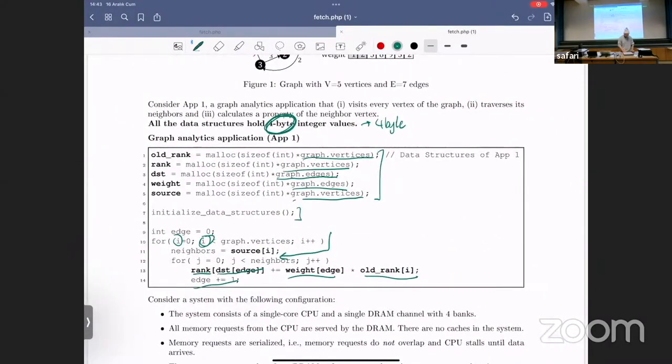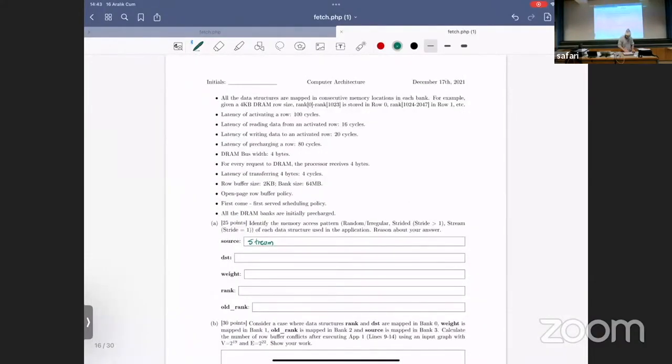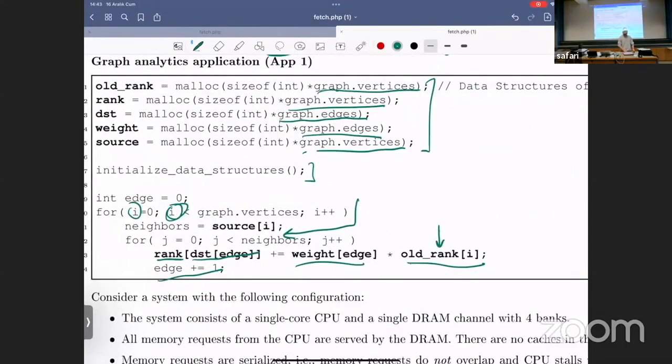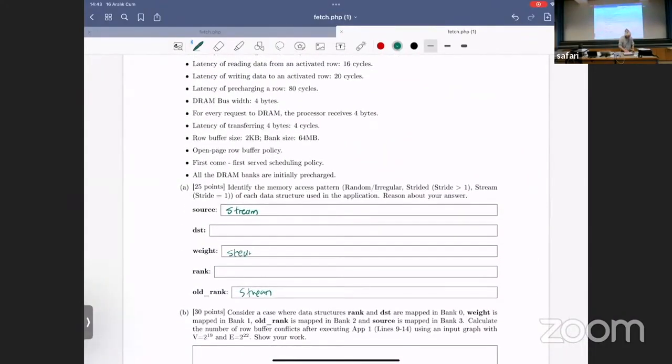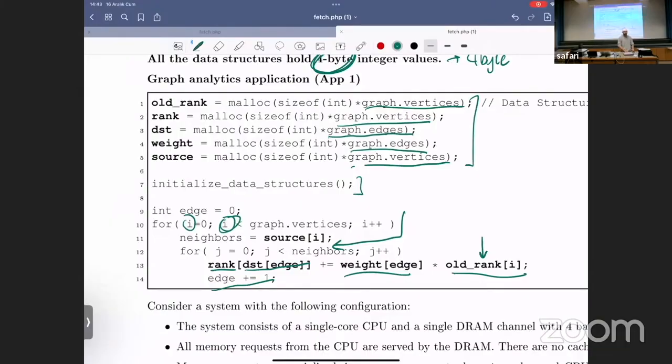Okay, then let's say the old rank. Correct, it's a stream. The weight. What is it? It is a stream, yes. The destination, it depends on the edge, is also a stream.